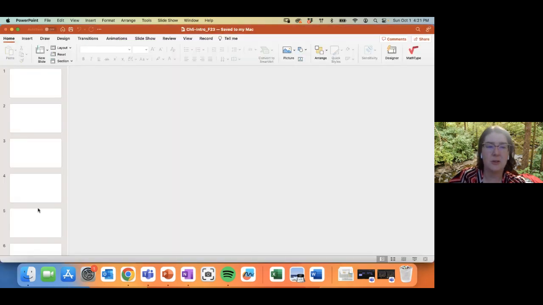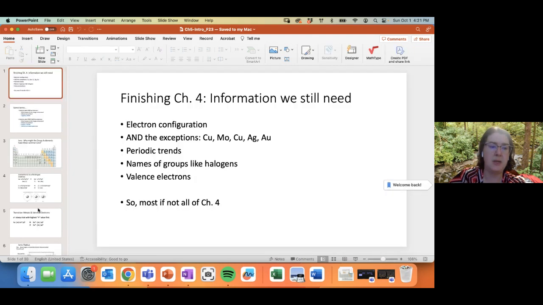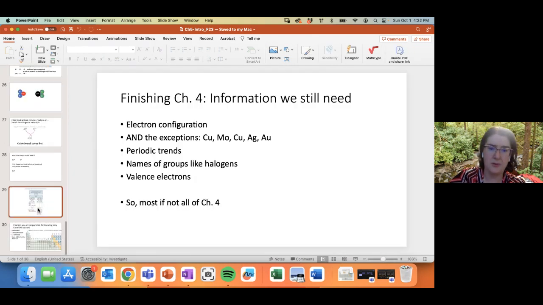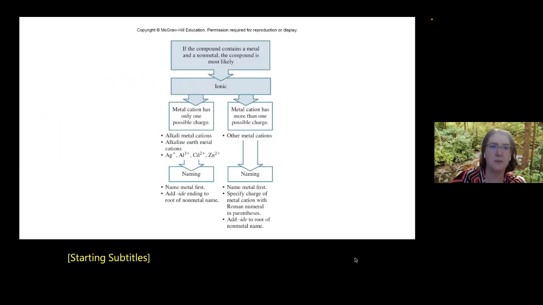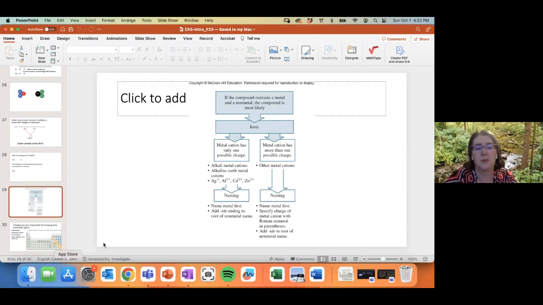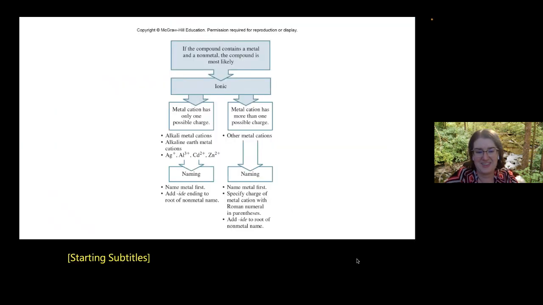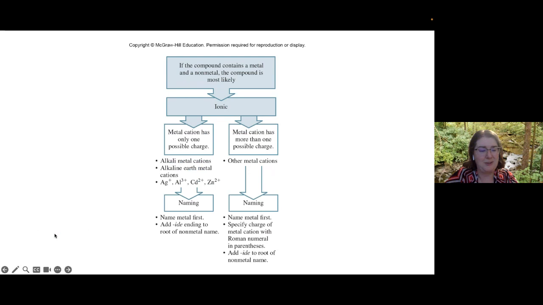In your textbook, there's a flow chart for naming ionic compounds. Oh, thank goodness I did put it in here. In your textbook, there is a flow chart for naming ionic compounds. I have my laptop set up to do subtitles, which is great, except for right now.